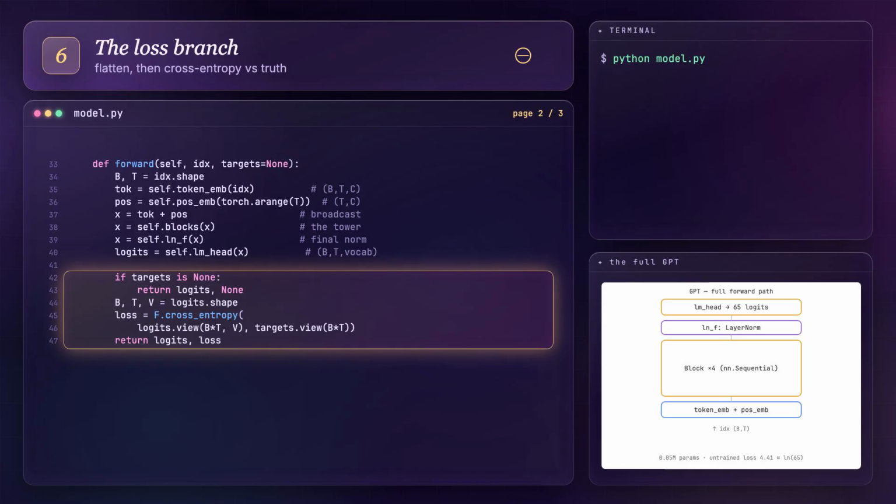But if targets are given, we compute the loss. Cross entropy wants a 2D table of predictions and a 1D vector of answers, so we reshape. Logits become B*T by vocab and targets become B*T. One call to F.cross_entropy lines up every predicted distribution with its true next token and averages. We return both the logits and that single loss number.